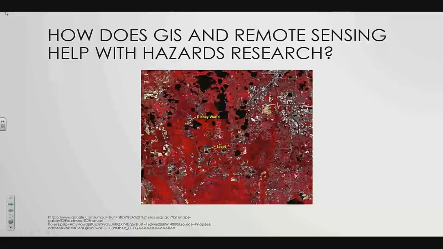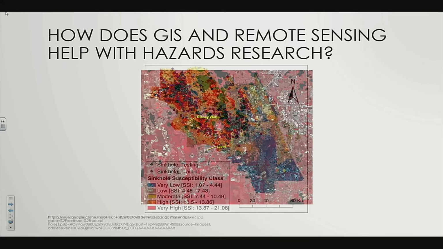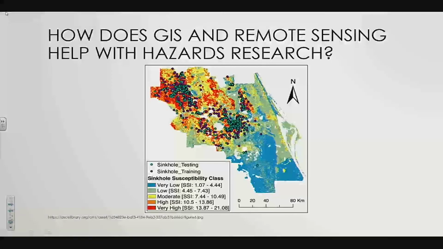For remote sensing and GIS, this is actually one for vegetation, but as you see, all the black stuff, that's water. So we use the vegetation bands to be able to see where the water is, okay? It's kind of nice that way, because water will absorb those bands. This is going to be near infrared, infrared, and shortwave infrared. Then we could use that data to make sinkhole testing sites and training sites, okay?